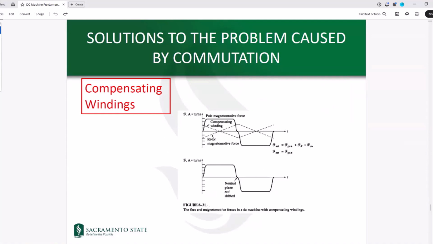Here is the effect of compensating windings. So you can see that we have the F, or the magnetomotive force, associated with the poles. The FR is associated with the armature reaction. And the CW is associated with the compensation windings. So if we are able to make that F of compensation equal but opposite to FR, which is coming from the armature reaction, we would be able to make the F net equal to F pole. And this is basically the desired case which we want to have. And we get this original desired magnetomotive force curve that we wanted.